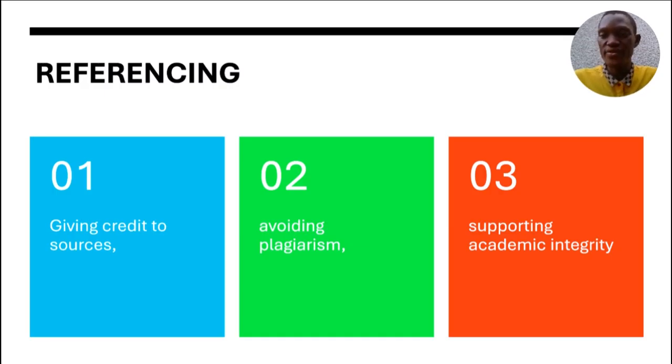The first one is that referencing helps us to give credit to the sources from which you get the information. Second is that referencing helps us to avoid plagiarism. Plagiarism is information theft, as we shared in the previous tutorial. And then lastly, referencing supports academic integrity, academic respect, ethical usage of information. That is what referencing is capable of doing.